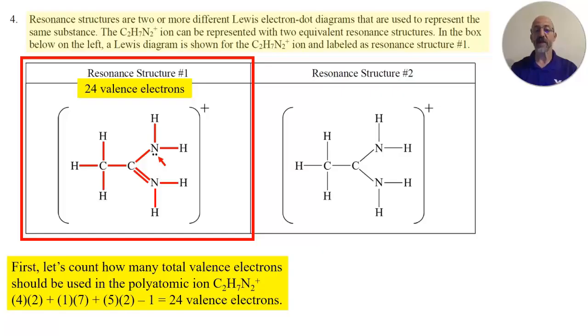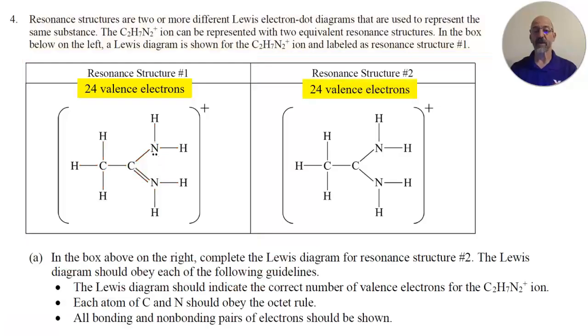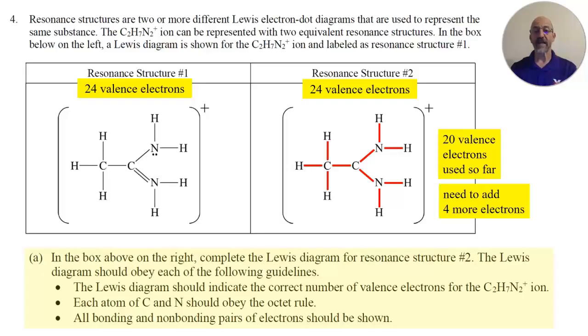Now let's create the Lewis diagram for resonance structure number 2 in the box on the right. Now in terms of the number of valence electrons, I'm going for 24 total valence electrons. And right now, based on the single bonds that are connecting the atoms in the diagram on the right, 2, 4, 6, 8, 10, 12, 14, 16, 18, 20. So there are 10 single bonds. That means that 20 valence electrons are used so far. To get to 24, we need to add 4 more electrons.